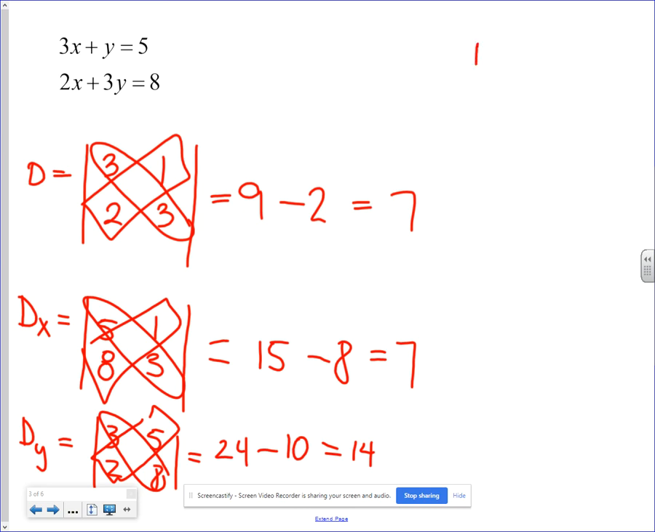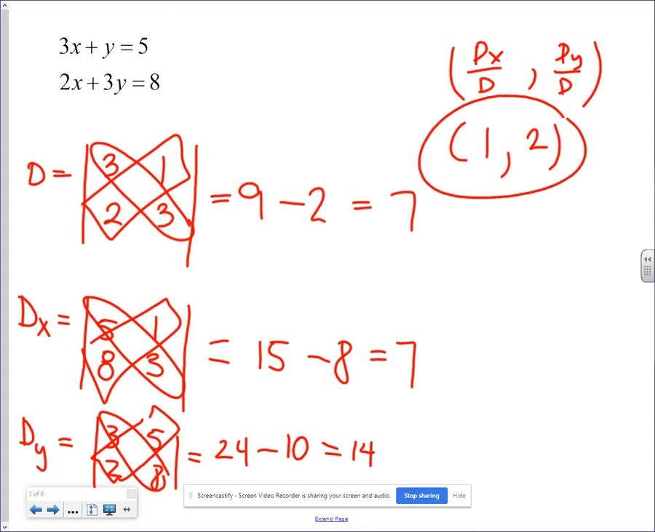And we take D of x over D, and D of y over D. This gives you your solution. So D of x would be 7 over 7, which is 1. D of y is 14 divided by 7, which is 2. So the solution to this system is the point 1, 2.